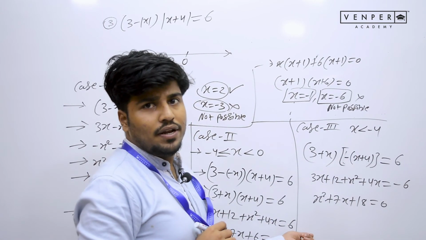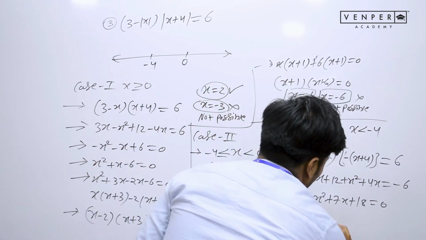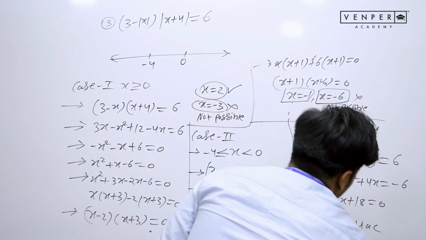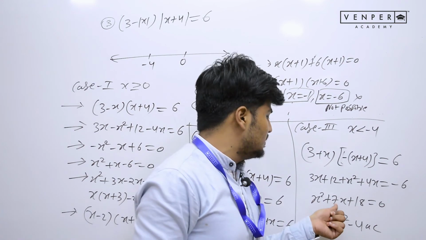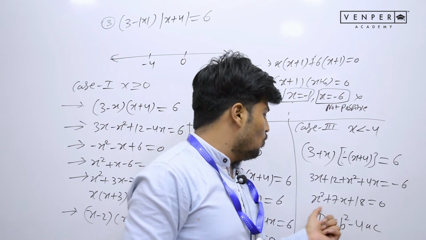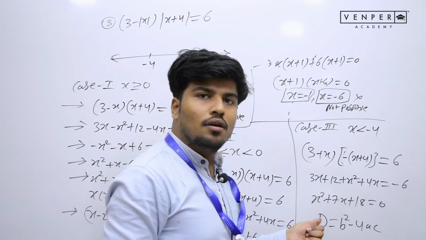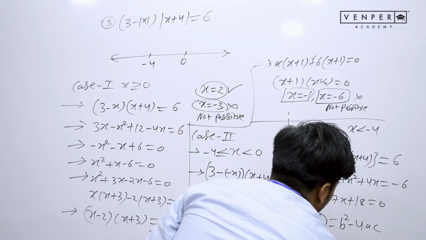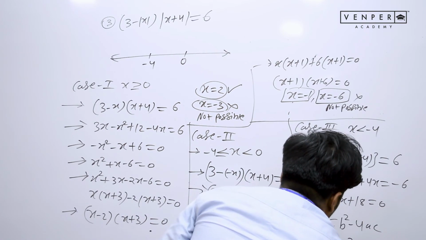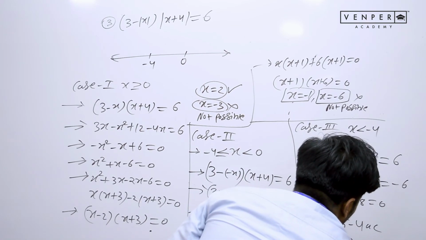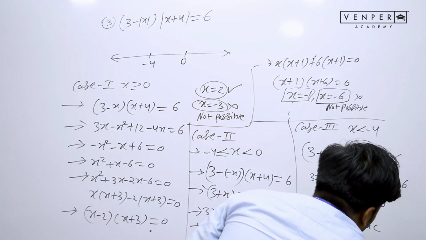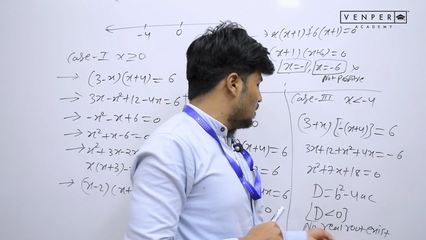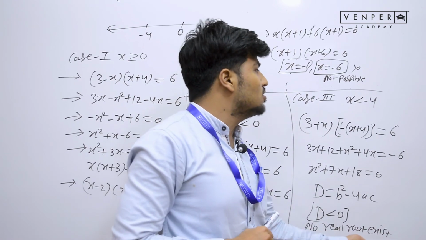Before you try to solve this quadratic equation, you need to take a look at D also, the discriminant. What is the discriminant? b² - 4ac. If you calculate the discriminant here, what is b? 7. 7² - 4 into 18. So obviously it will be negative. So D is negative here. If D is negative, no real root exists. What does it mean? It means from the third case, we will not get any solution because no real root exists. No real solution exists for the third case.